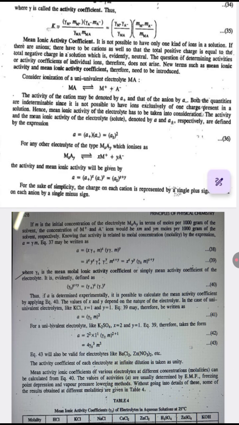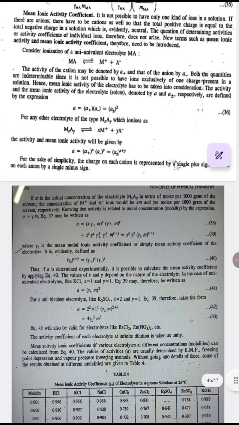Thus K equals lambda M plus into m M plus into lambda A minus into m A minus divided by lambda MA into m MA, which equals lambda M plus into lambda A negative divided by lambda MA into m M plus into m A negative divided by m MA, equation 35. Mean activity coefficient.